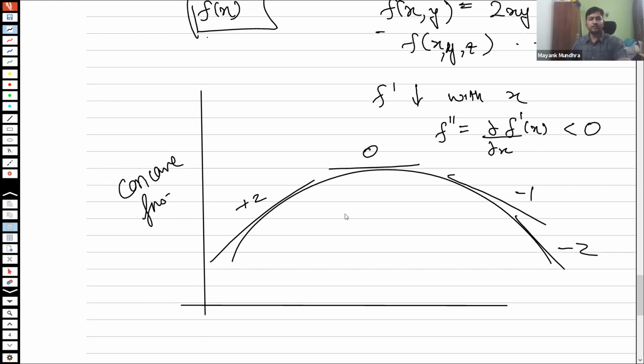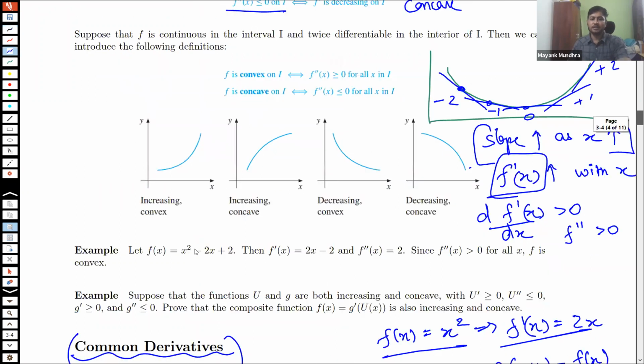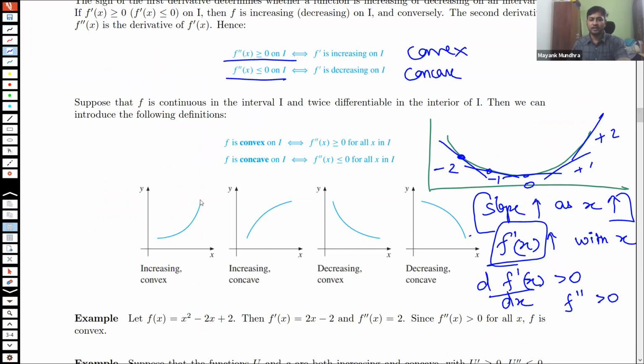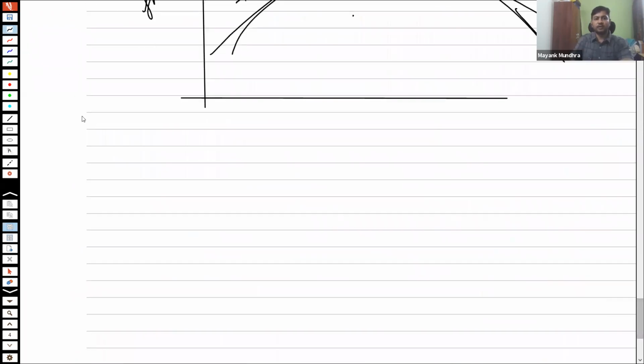So that's about concavity and convexity of these functions. I've already established increasing and decreasing. So a function like this is increasing convex, this is increasing concave, decreasing convex, decreasing concave. If I look at an example, we have to find areas where the function is increasing, decreasing, and convex, concave. So let's do this example.